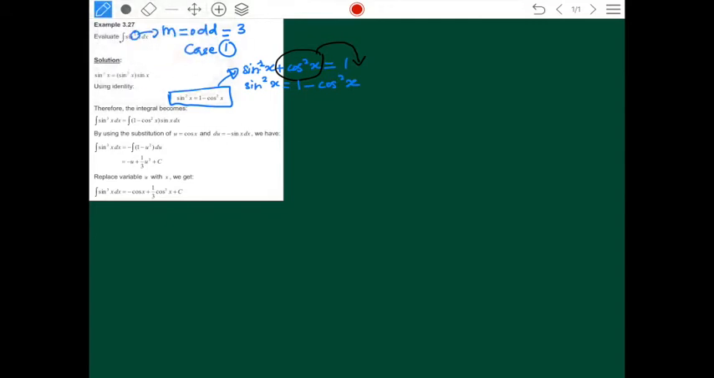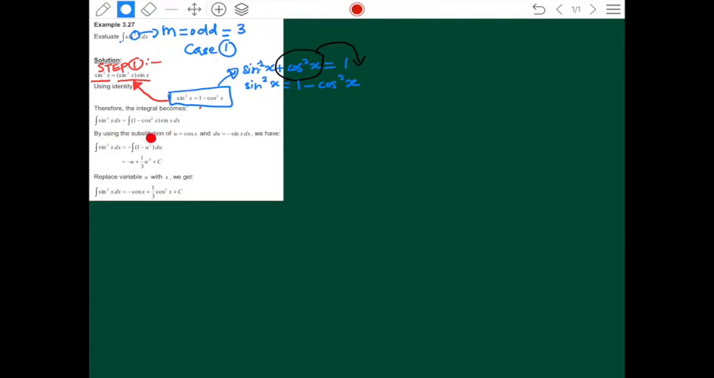What is the first step that you need to do? You need to break down sine power of 3 to become sine squared x times sine x, so that we can substitute the trigonometric identity into this. That's the main idea. Once you have plugged in sine squared x with 1 minus cos squared x, the integral will become the integral of 1 minus cos squared x times sine x dx.